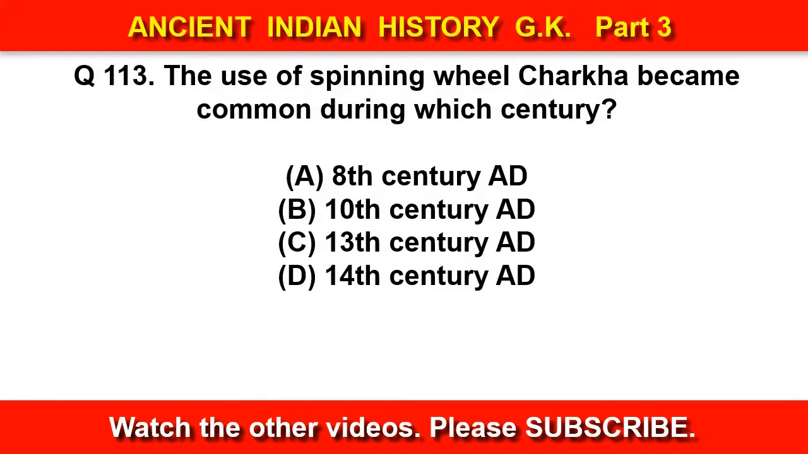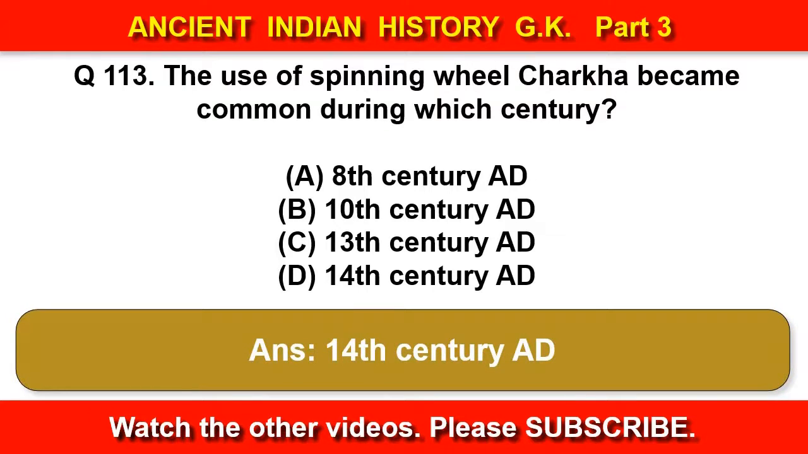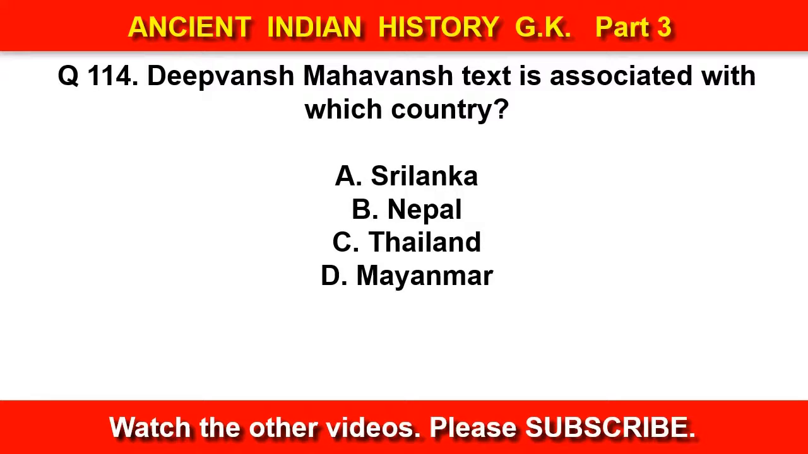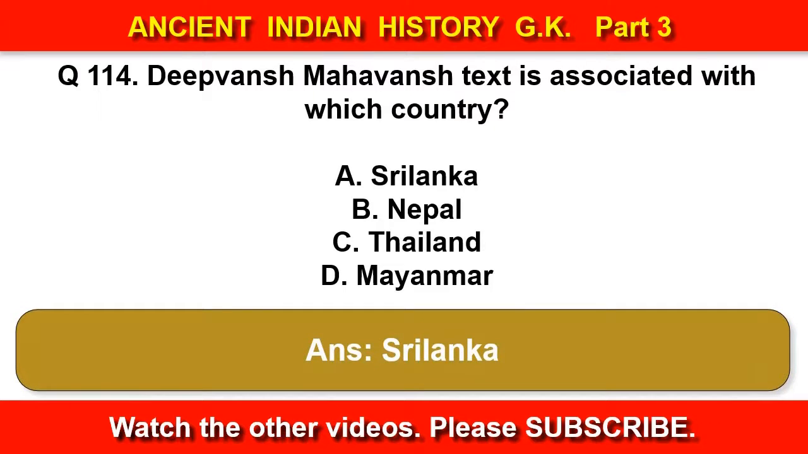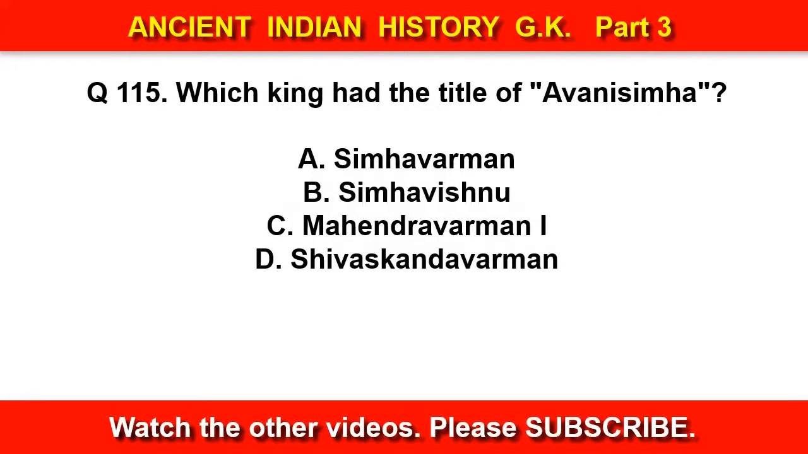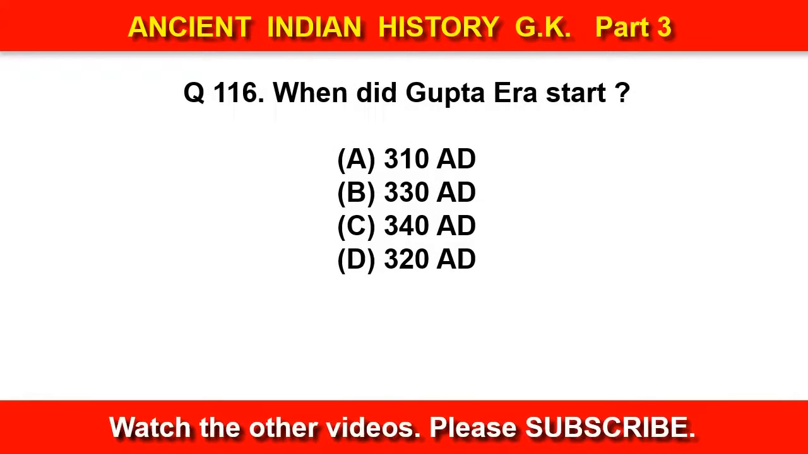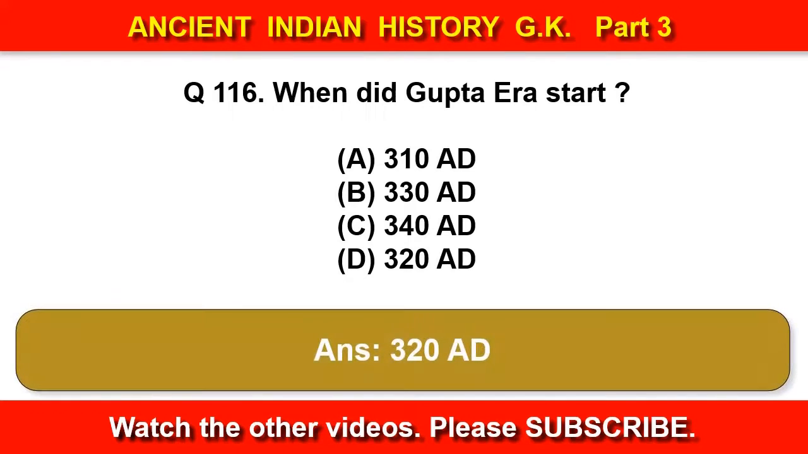The use of spinning wheel chakra became common during which century? 14th century AD. Deep Vansh Mahavansh text is associated with which country? Sri Lanka. Which king had the title of Avanisimha? Simha Vishnu. When did the Gupta era start? (320 AD).